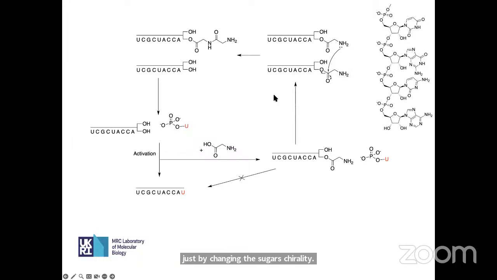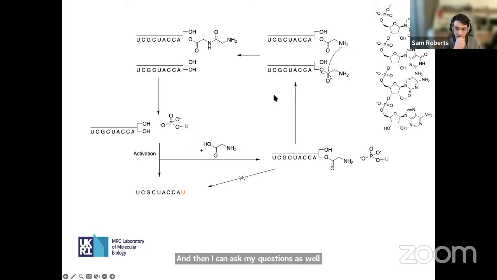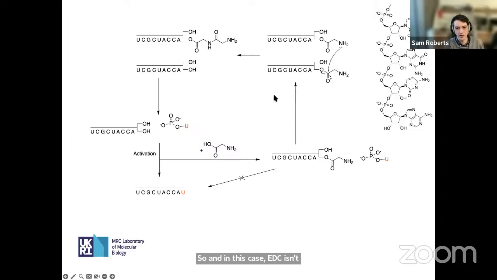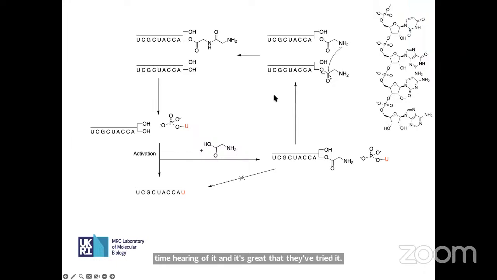Maybe Sam can elaborate more on that if you're up to date with their work, and then I can ask my questions as well. It's not something I was aware of actually. I mean, the EDC itself isn't chiral either, so it shouldn't affect the result. So it's not surprising that this is the first I'm hearing of it, and it's great that they've tried it. But I think it's not surprising that the selectivity is the mirror. Exactly. They observed the opposite relationship with 3 more amino acids as well, which is quite cool.